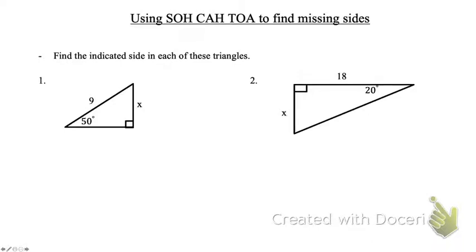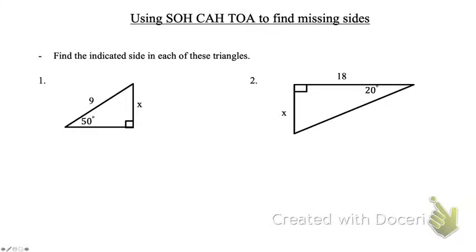Okay, today we're going to look at SOH CAH TOA a little different way. We're going to use it to find missing sides. There's two ways that you use SOH CAH TOA. You use it to find sides and you use it to find angles. So we'll split those into 2 days. We'll find sides today and we'll find angles tomorrow.